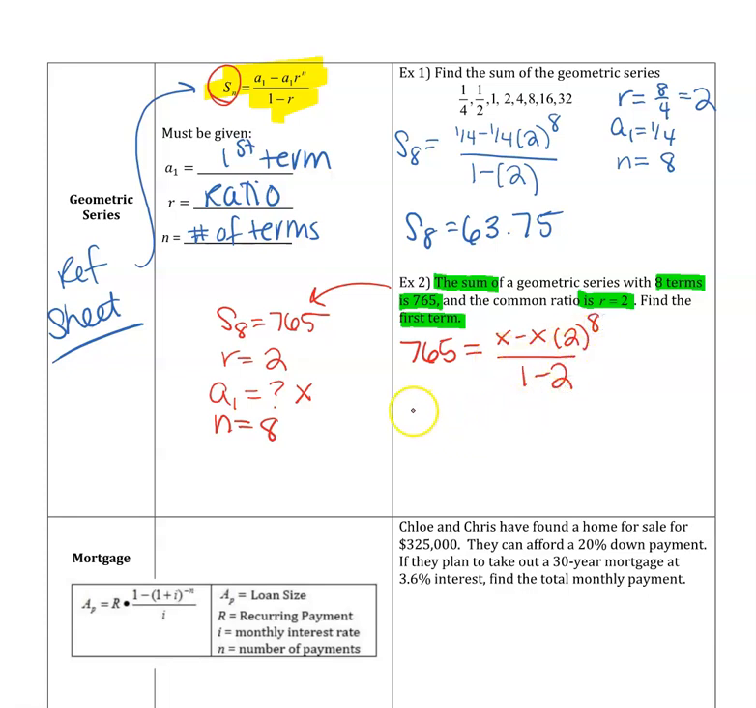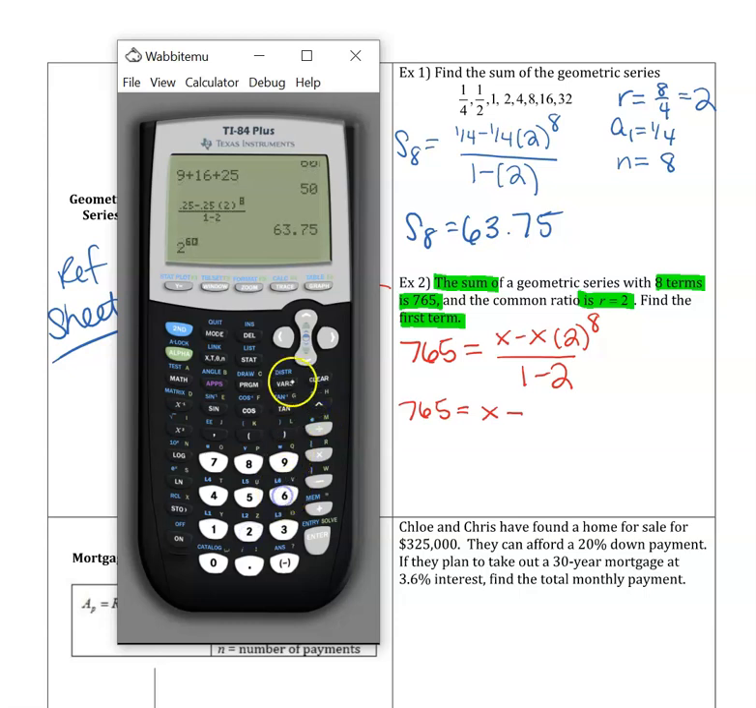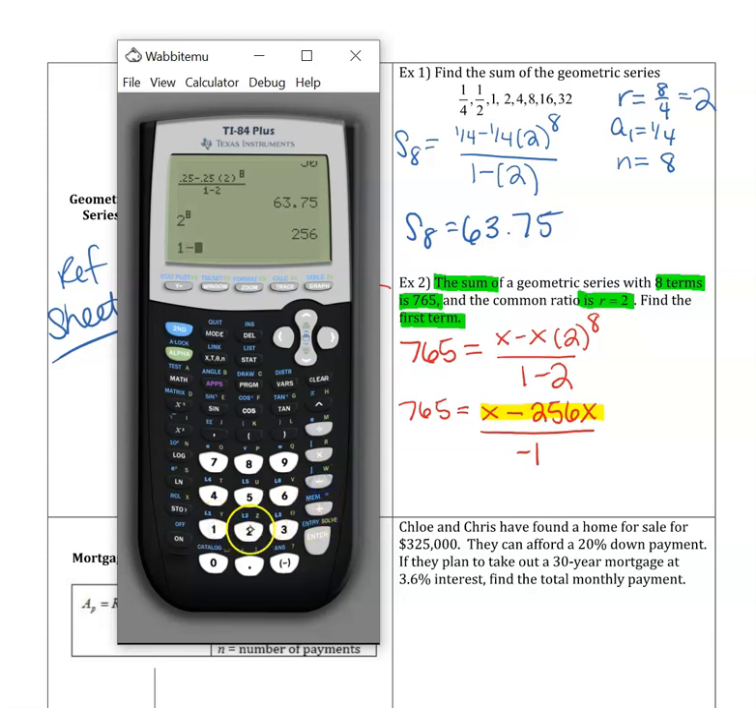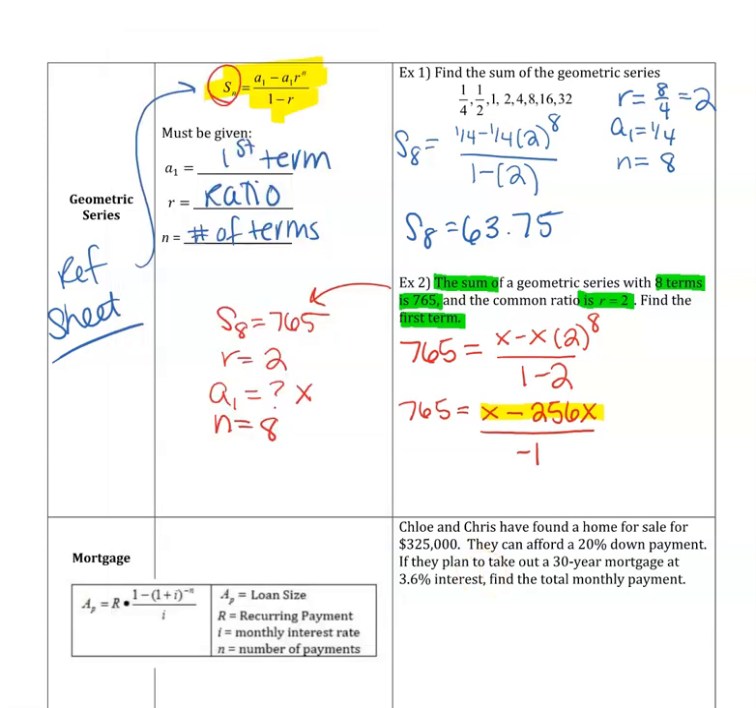Now from there, I'm just going to clean this up a little bit. I don't know 2 to the 8th off the top of my head. 2 to the 8th is 256. And then 1 minus 2 is negative 1. Now, notice here, those are actually like terms. So if you do 1 minus 256, which is pretty obvious here, it's negative 255.